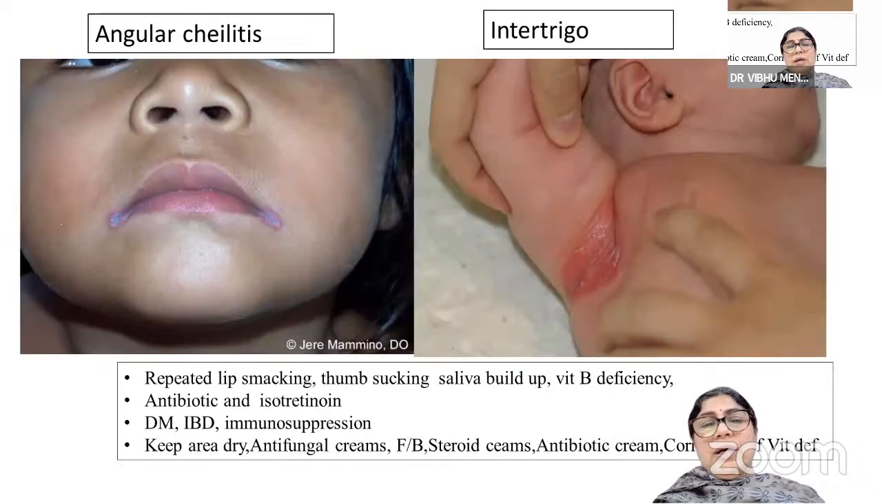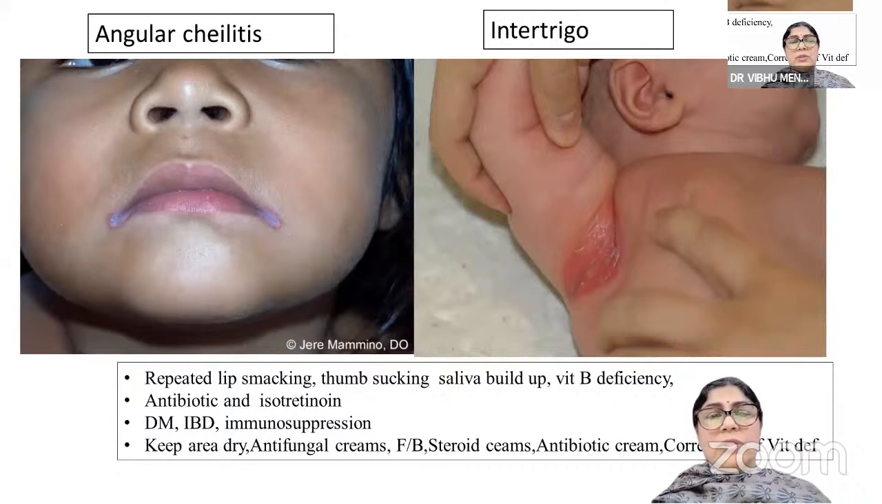Now, these are some of the other case scenarios which we see in the candidal infections. So this is also a common one. This is angular cheilitis. Now, in angular cheilitis, candida is one of the offenders here, besides many other factors which lead to this condition, such as lip smacking, thumb sucking, and dribbling of saliva from the angles of the mouth, vitamin B deficiency. So it's a multifactorial condition, but candida does play a role.